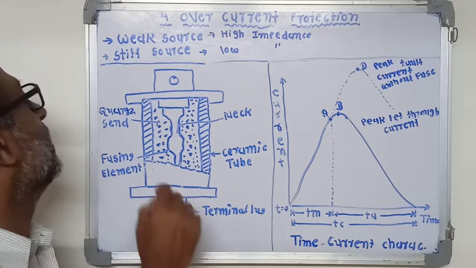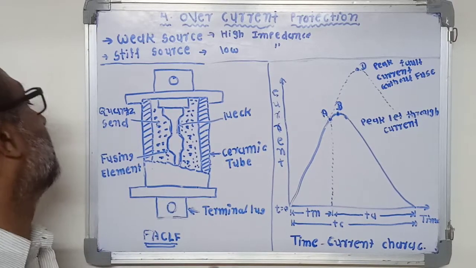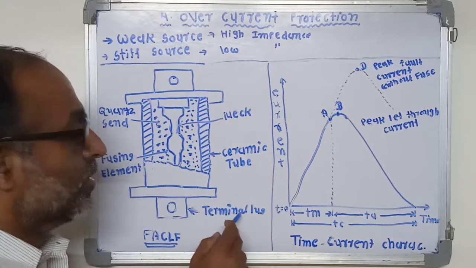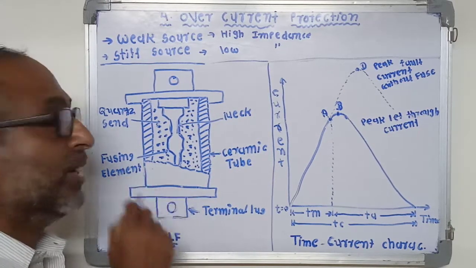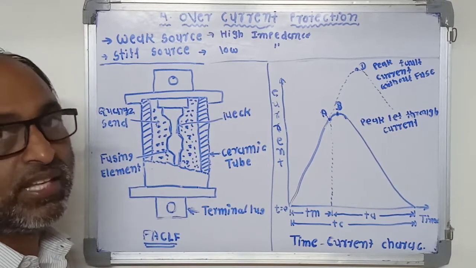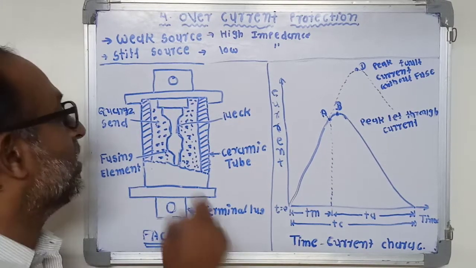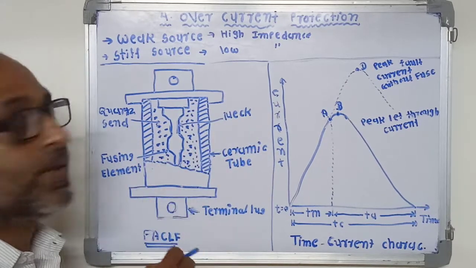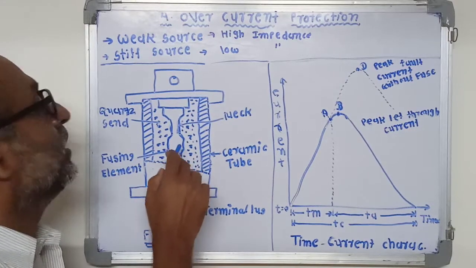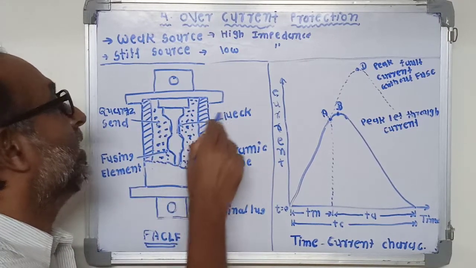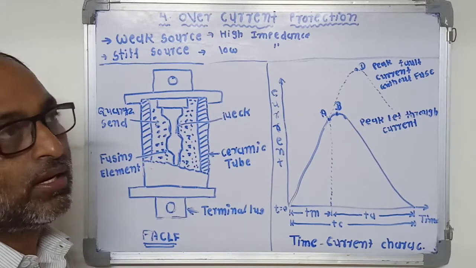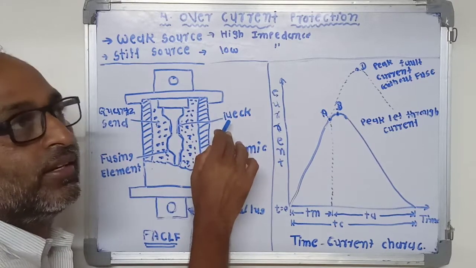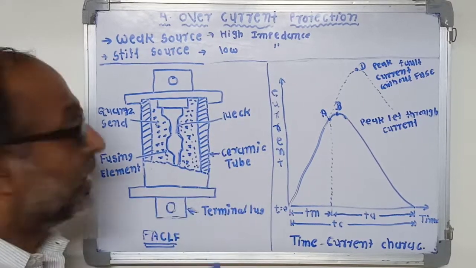Now this fuse mainly consists of three parts. First, fusing element. Second, ceramic tube. Third, metal lugs. The fusing element is made of silver in the form of strips. More than one neck is provided in the fusing element. Fusing occurs at the neck because its cross-sectional area is very small. The big area near the neck acts as a heat sink.